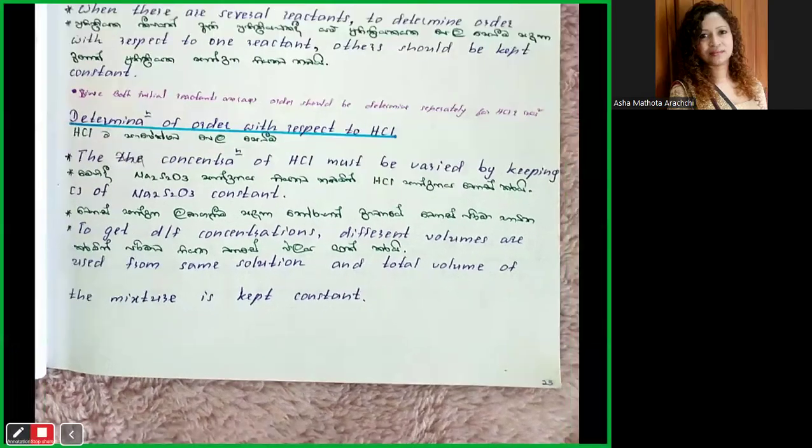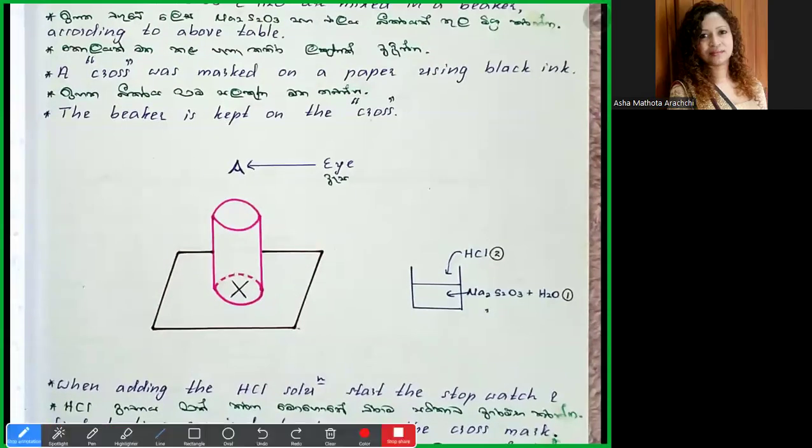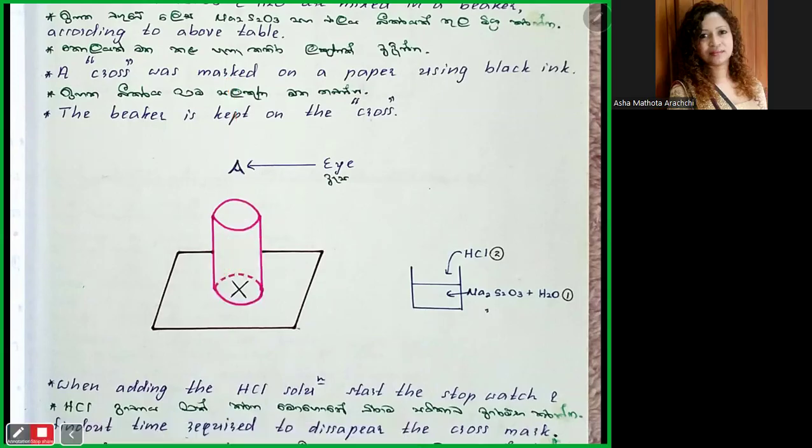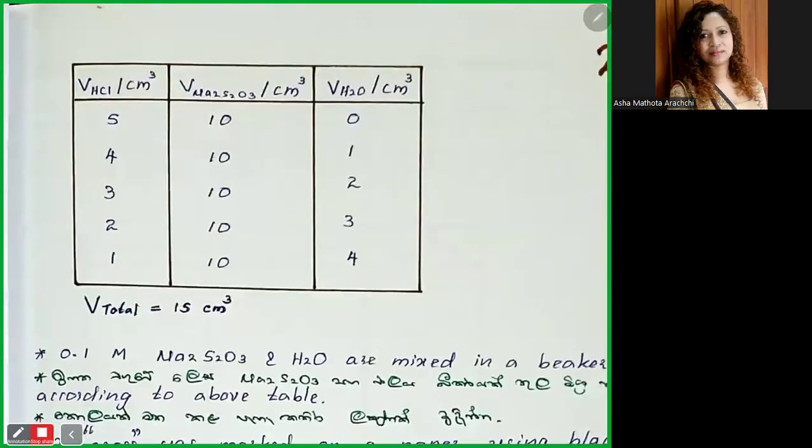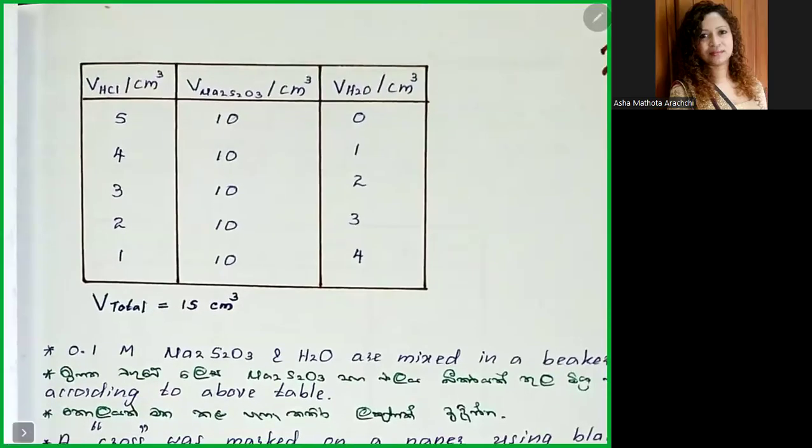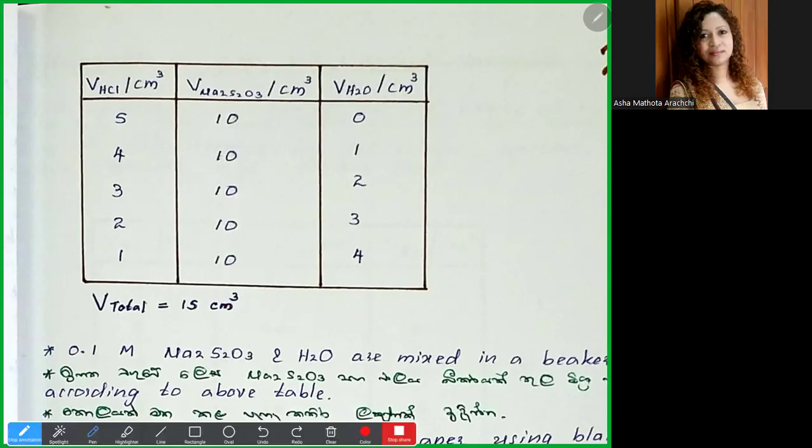Why are we keeping the total volume constant? Because then only we can see through, and the solution height doesn't affect the disappearing of the cross. The vision is not disturbed. If you are going with respect to HCl, we are keeping the sodium thiosulfate constant, so the same volume has the same number of moles. The same other solution we are using, so depending on the volume, the number of moles is different. Anyway, to give uniform reaction conditions, we are making the total volume constant by adding water.